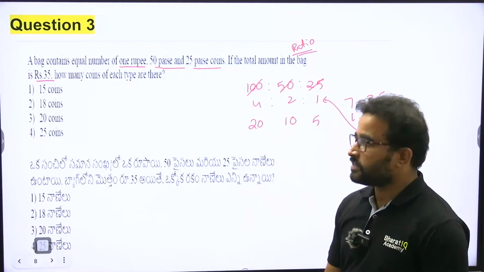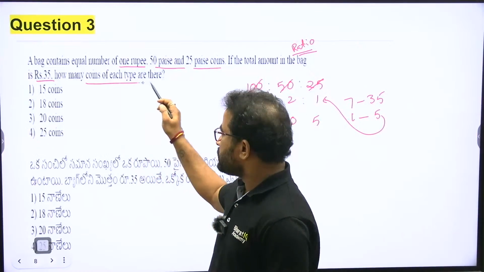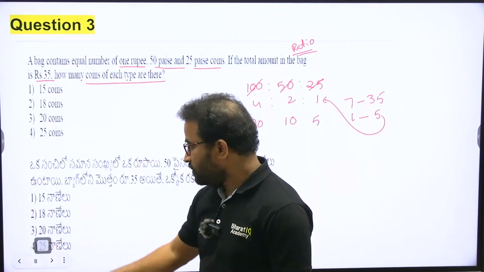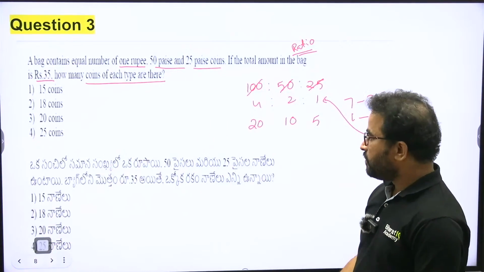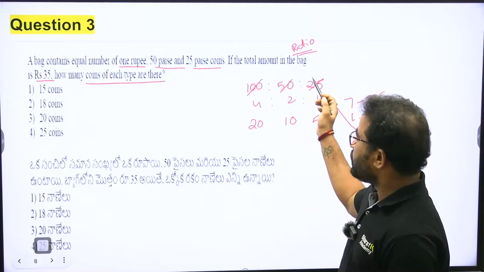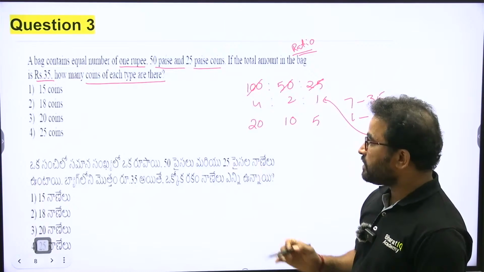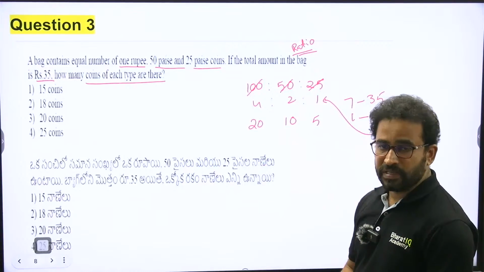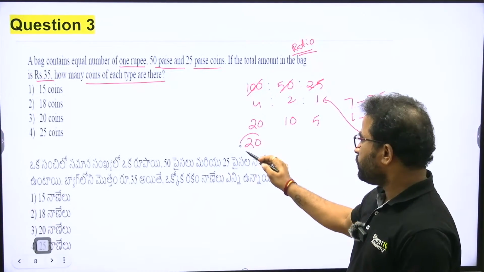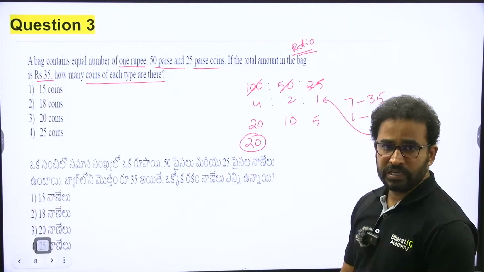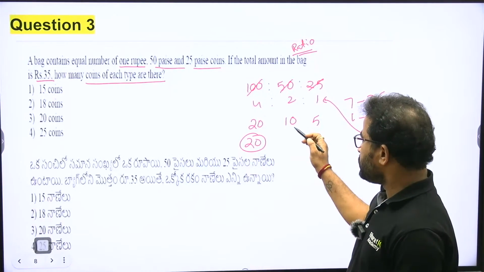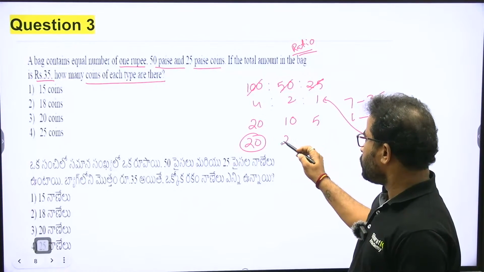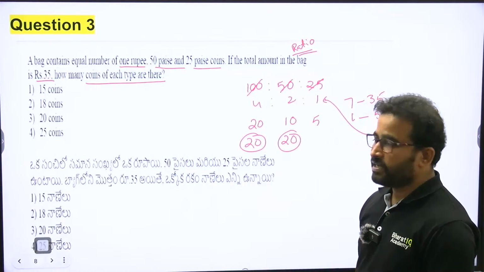Now the question asks us to find out how many coins of each type there are. So here we need to find the number of coins. If the total amount in the bag is 35, how many coins of each type are there? 20 rupees is how many coins we require? 20 coins only, for the 1 rupee coins. Next, 10 rupees: how many coins do we require? 20 into every coin equal to 2 rupees, so we need 20 coins.